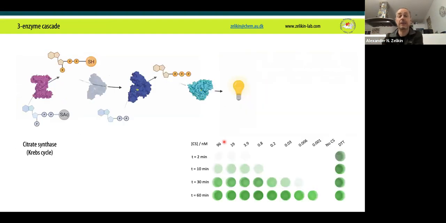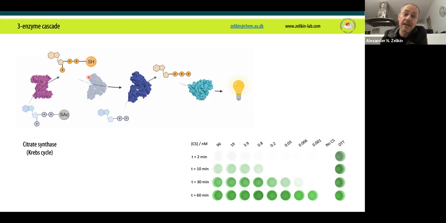Now we can make a cascade a bit longer. We connect citrate synthase, an enzyme which is in the Krebs cycle, to light, to luciferase activity, because citrate synthase uses acetyl coenzyme A and releases coenzyme A without the acetyl group, that is to say, with a valuable thiol.